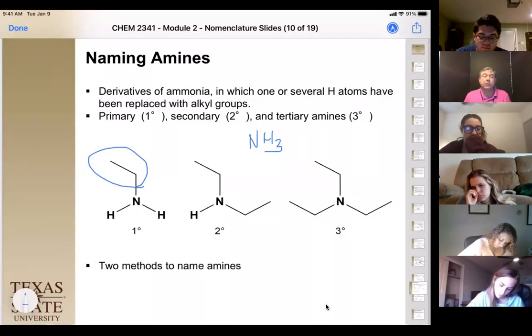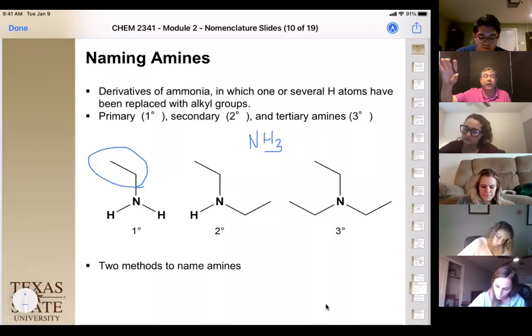Okay, so amines are a little backwards from the priorities of alcohols and carbons and halogens. They all follow what the priority of the carbon is. Nitrogen is the only one who doesn't do that.